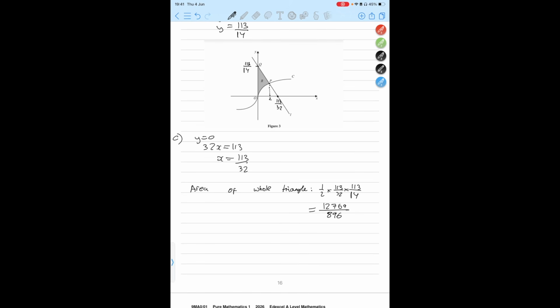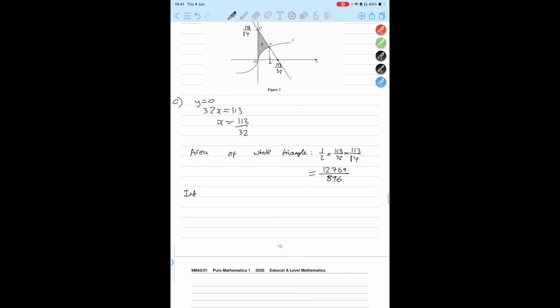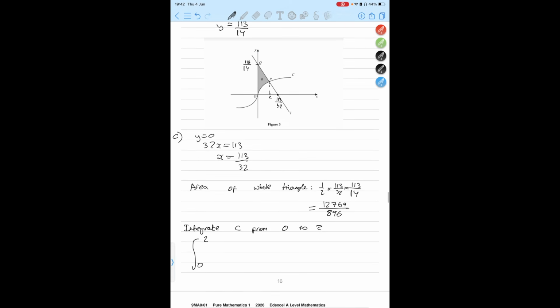So let's work on our integration now. What I'm going to do here is integrate the curve C from 0 to 2, because that is going to give me this area here. And then we can work on finding the triangle. Okay, so let's work on that. So integrate from 0 to 2 of the curve, which is, where is that?